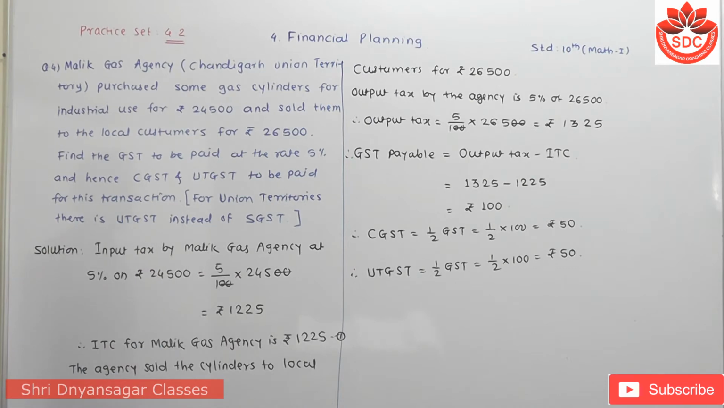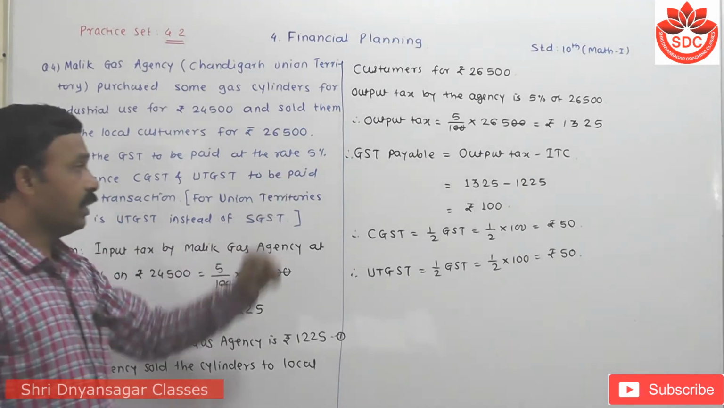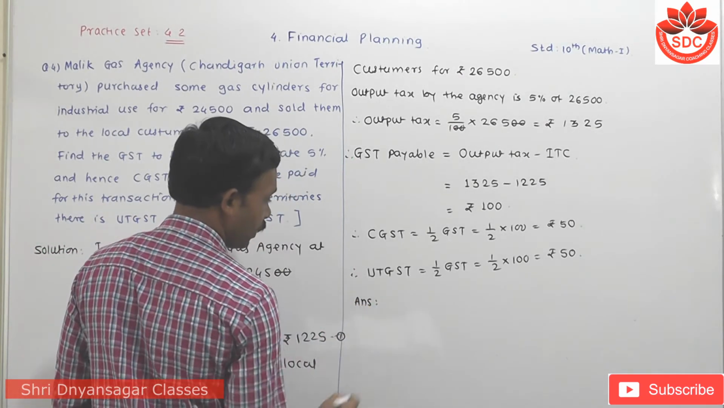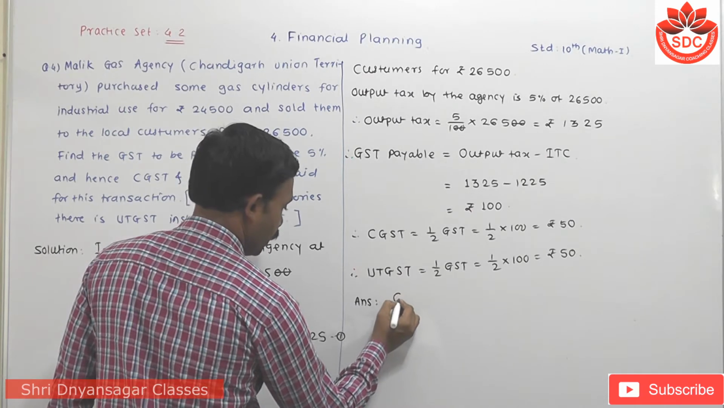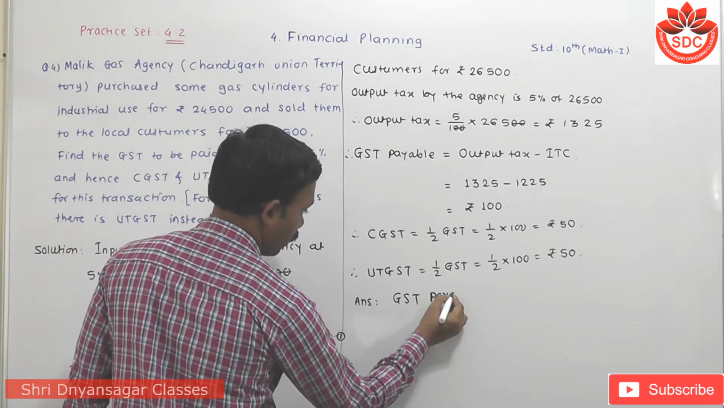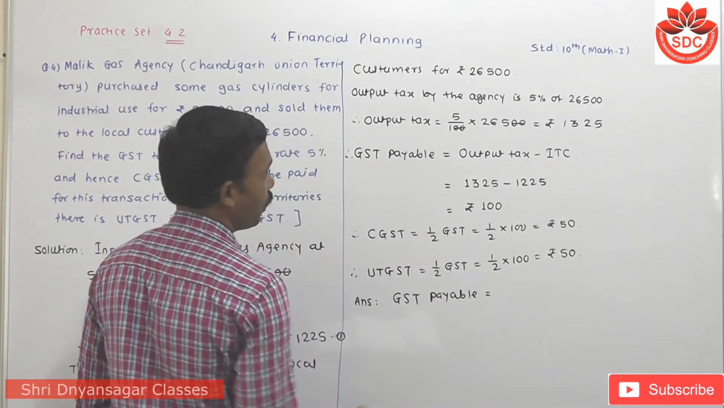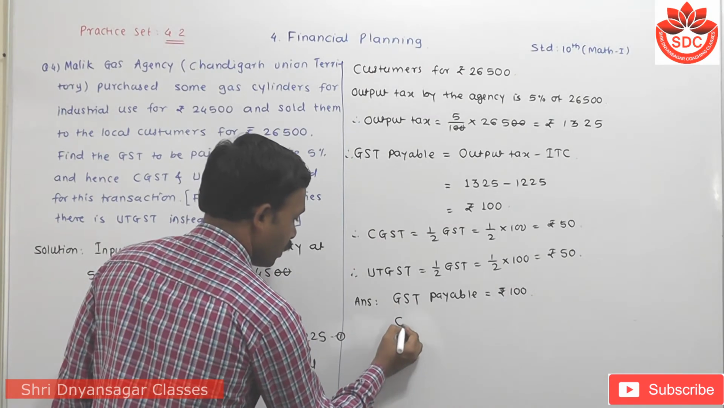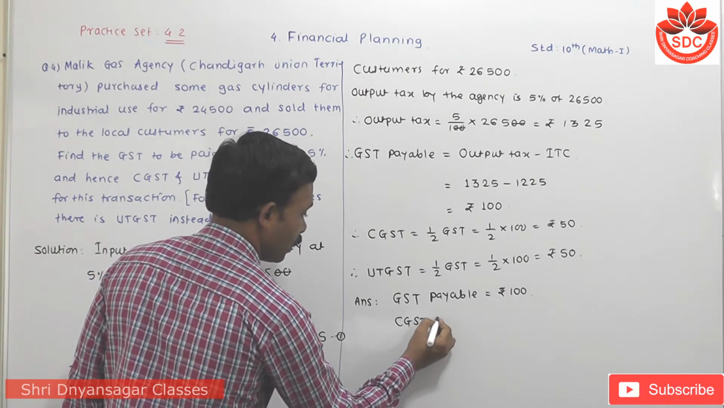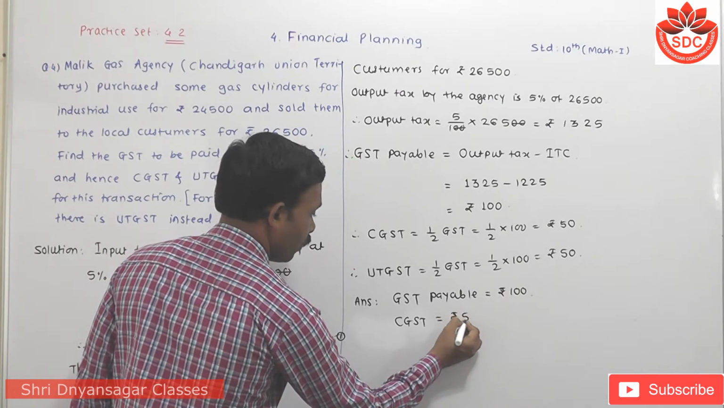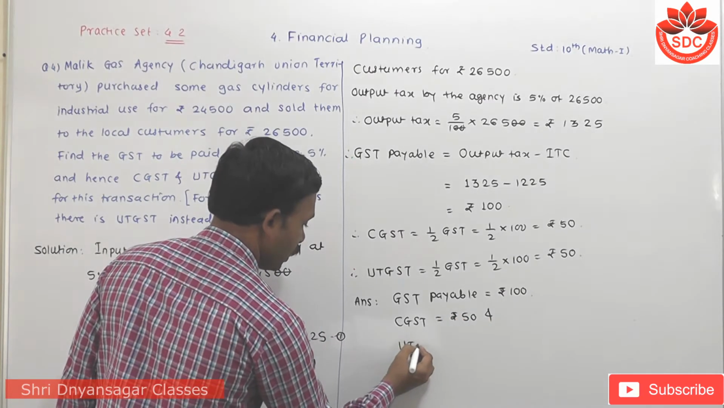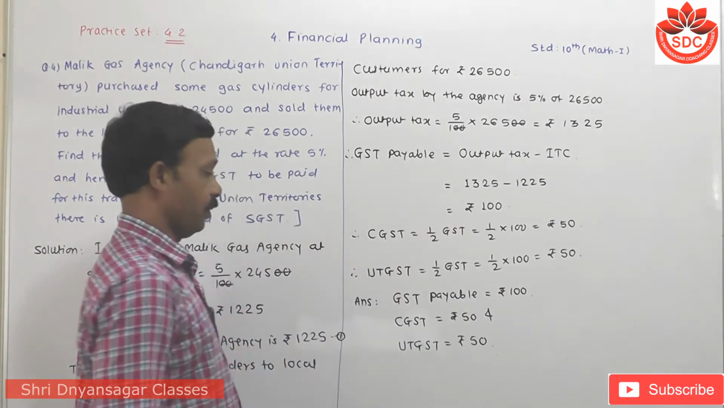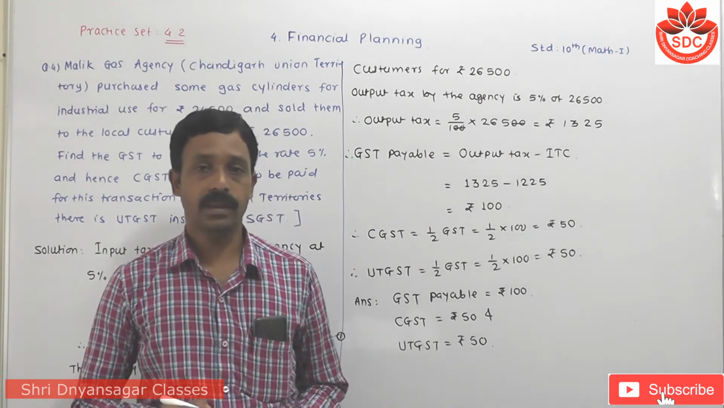Now let me write the answer in a full sentence. Therefore, GST payable for this Malik agency is 100 rupees. CGST for this Malik agency is rupees 50, and UTGST for this Malik agency is 50. Can you understand this? We take the next question.